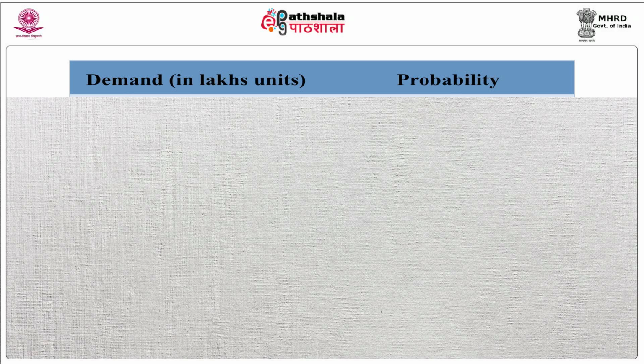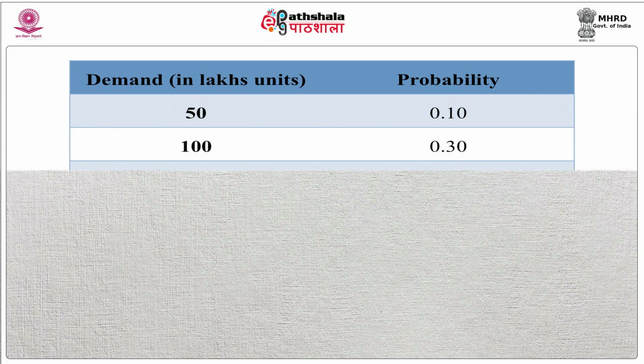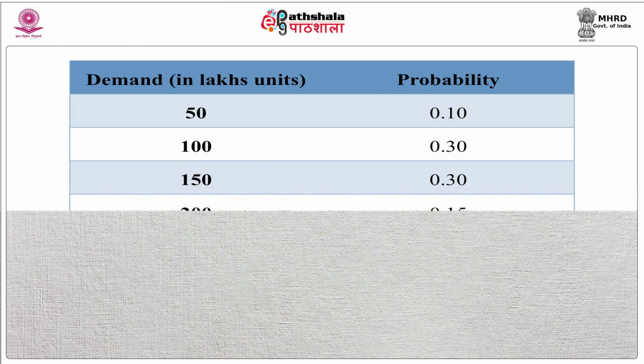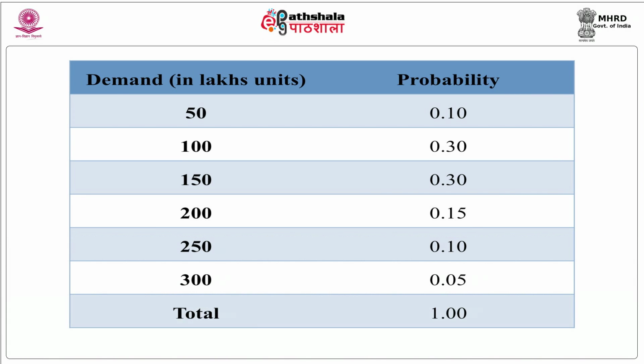Here the demand is given in lakhs units and the probability corresponding to it. Like when the demand was 50, the probability is 0.1. Similarly, going ahead, if the demand is 200, the probability is 0.15, and the probability of having a demand of 300 is 0.05. The total is always 1.